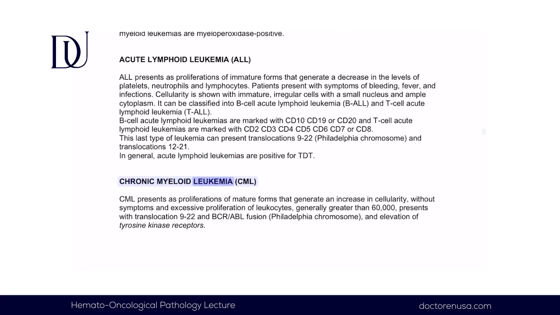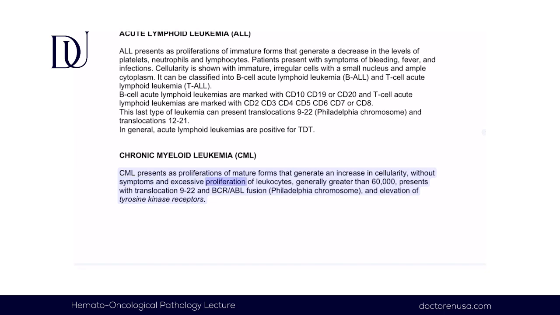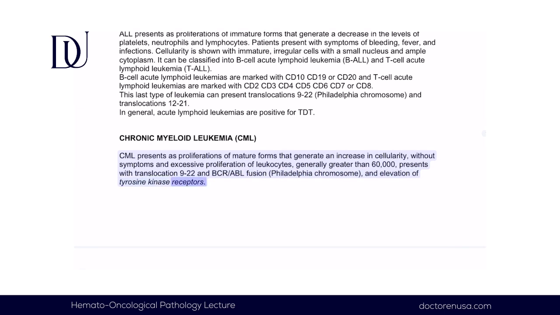Chronic myeloid leukemia, CML. CML presents as proliferations of mature forms that generate an increase in cellularity, without symptoms, and excessive proliferation of leukocytes, generally greater than 60,000. It presents with translocation 9;22 in BCR/ABL fusion, the Philadelphia chromosome, and elevation of tyrosine kinase receptors.